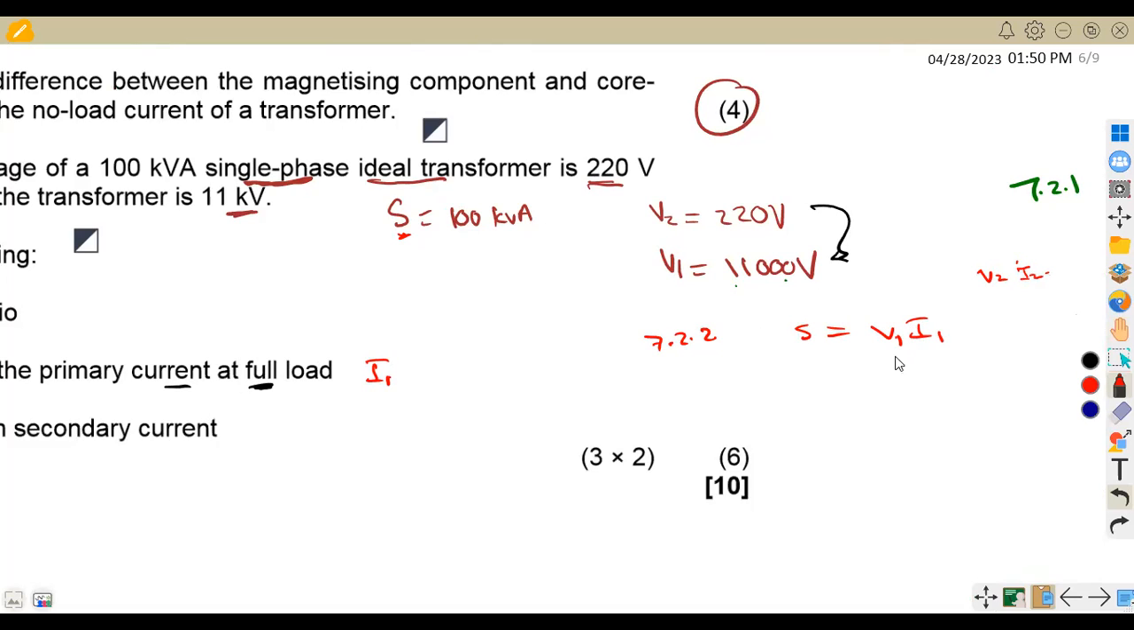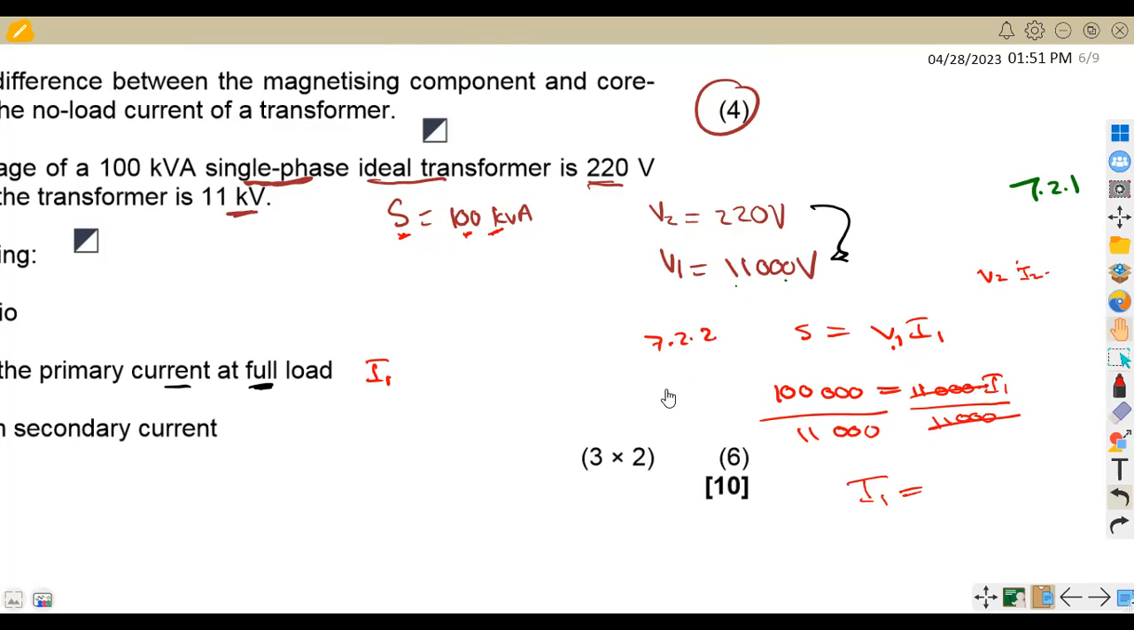All right, so we can substitute our values. Our S, the apparent power, is given as 100 kVA, which is 100,000. Kilo means 1,000, so this is 100,000, which is equal to V1, which is 11,000, times I1. So you can divide by 11,000 both sides, so that we remain with I1. Dividing by 11,000, we are going to obtain something like 9.09 and so forth.